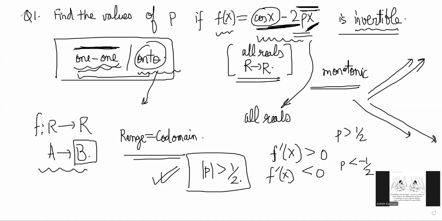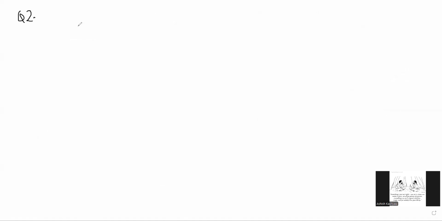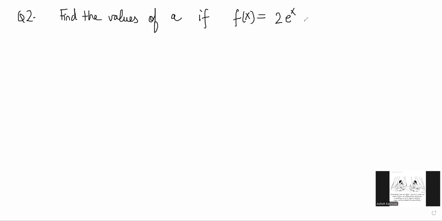Now the next one is, find the values of a if f of x is equal to 2 e power x minus a e power minus x plus (2a plus 1) times x minus 3 is always increasing.